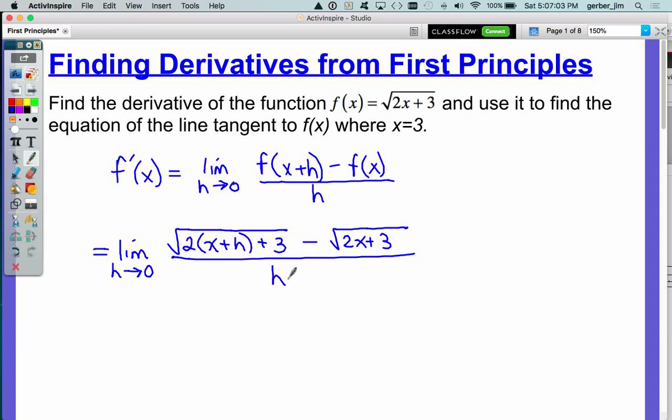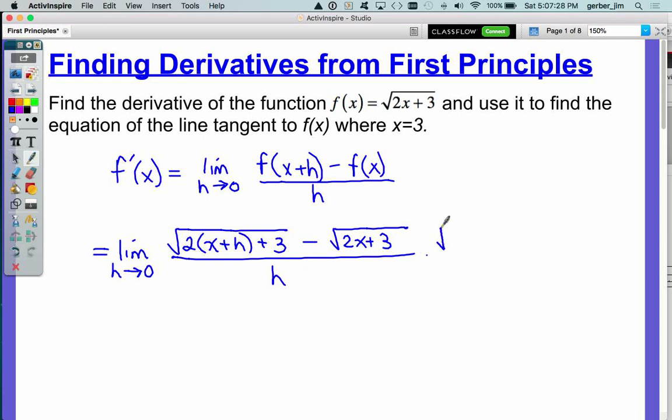divided by h. Now, if we substitute h equals 0, we discover that we have 0 over 0, which is not at all surprising. We expect that because this is taking the limit as the run goes to 0, and as the run goes to 0, of course, the rise is going to go to 0 as well. So when we have a 0 over 0 form, we look for a technique to deal with that. In this case, we can multiply by the conjugate.